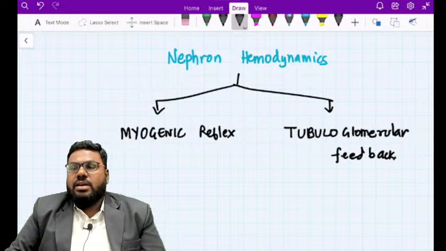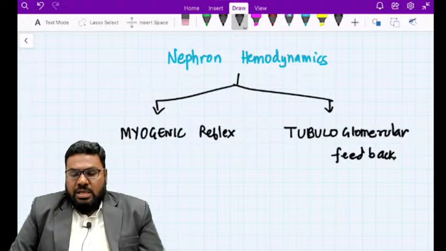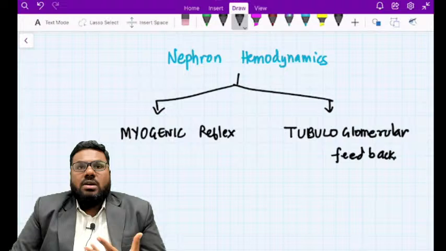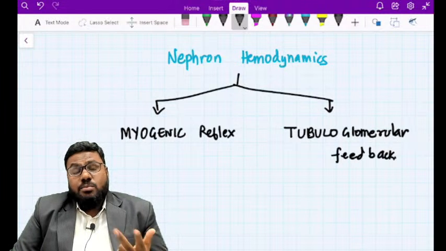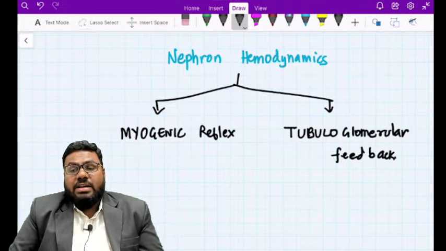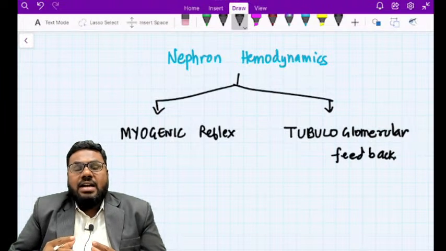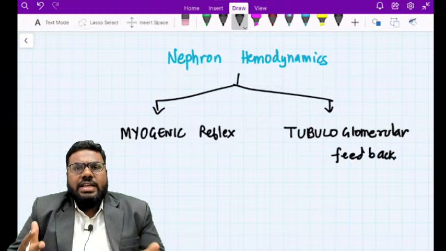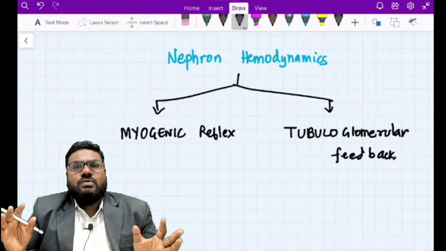The myogenic response is nothing but the intrinsic smooth muscle that contracts when stretched. This helps in renal autoregulation. The second most important one, the tubuloglomerular feedback, is one which we should understand. Here what happens is as the mean arterial pressure increases, this leads to increase in renal blood flow and thus the GFR increases. You remember this one single statement, you will be able to solve many MCQs further.